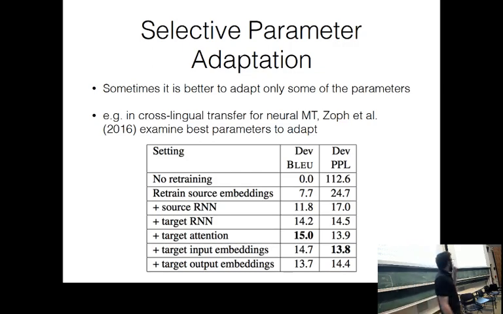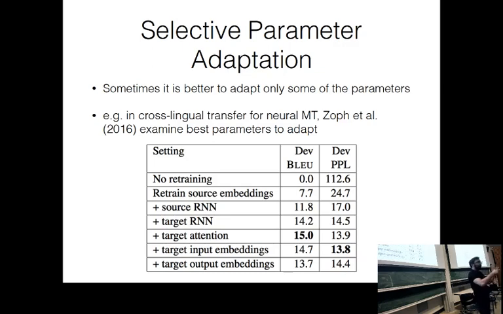So in this work, Barone and others examine the best parameters to adapt in a multilingual neural machine translation setting. Basically, they had a good pre-trained model on, I don't remember the language, but let's say it was French to English, and they wanted to adapt it to do German to English. So without retraining, if you just use the French to English model to do translation of German, the dev BLEU is just 0, right? Okay, that makes sense.